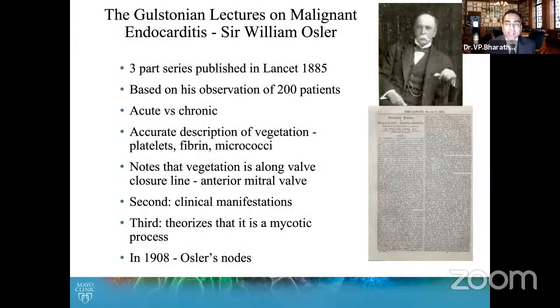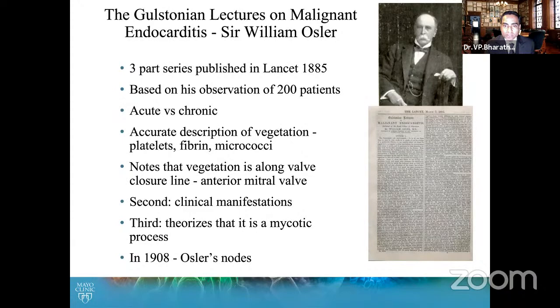But the bulk of our knowledge about infective endocarditis, the way we know it, started with Dr. William Osler. He gave the Gulstonian lectures at McGill University, which were eventually published in the Lancet as a three-part series. It was based on his own clinical observation of about 200 patients, both bedside and in the clinical pathological findings. A lot of things that he noted from his observations hold true even today.